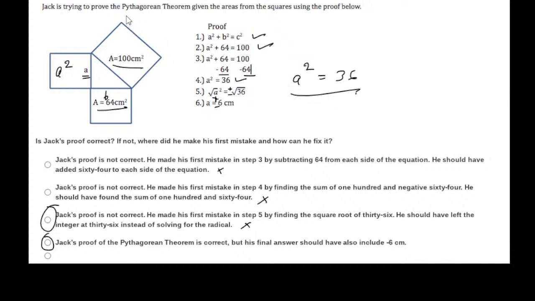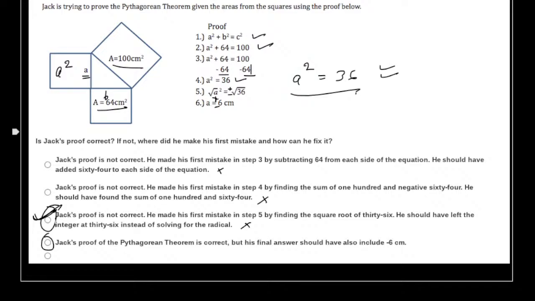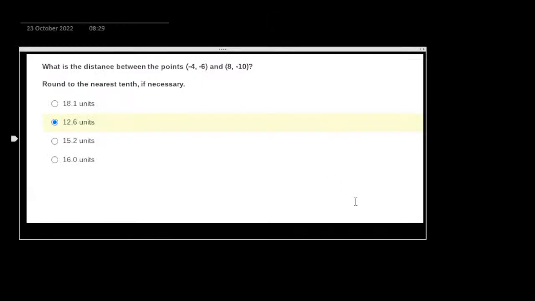Now let us see the question. Jack is trying to prove the Pythagorean theorem given the area from the squares using the proof below. Okay, so I think I should stop at this stage only. A square is equal to 36. After that I should not move further. So this option I will consider as the correct one. Okay, let us move to the next question.